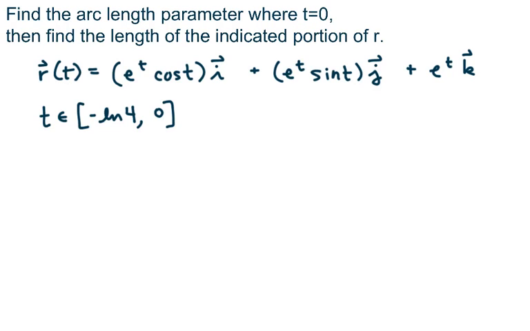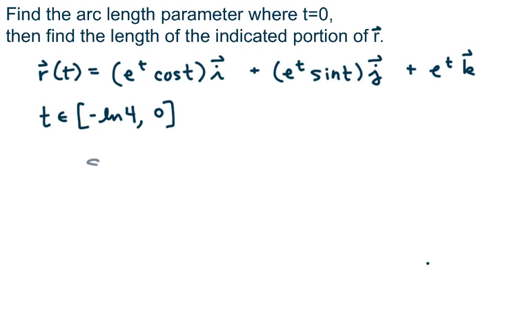Hello. In this example, we're going to find the arc length parameter at t equals 0. Then we're going to find the length of the indicated portion of our vector r. So we're given our r position vector, e to the t cosine t times the vector i plus e to the t sine t times the vector j plus e to the t times the vector k. And we're considering t along the distance from negative ln 4 to 0.